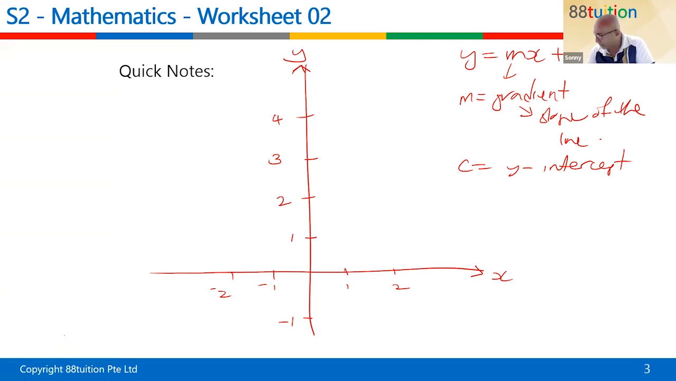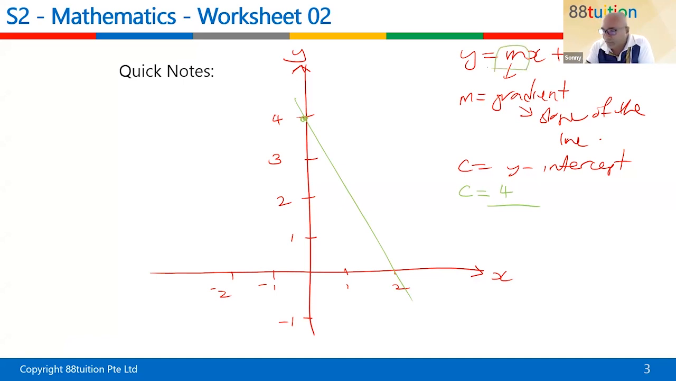Okay, let's say I'll do the first line. I'll get a ruler if I can. So that I've drawn a line. It's a straight line. This is your y-intercept. So y-intercept, this point here, right? This is where the straight line cuts the y-axis. So in this case, your c equals 4.